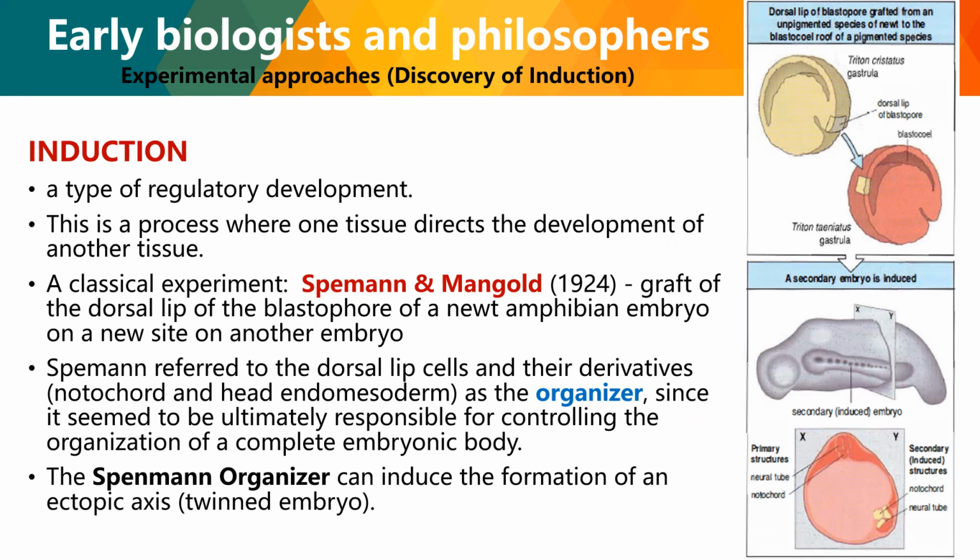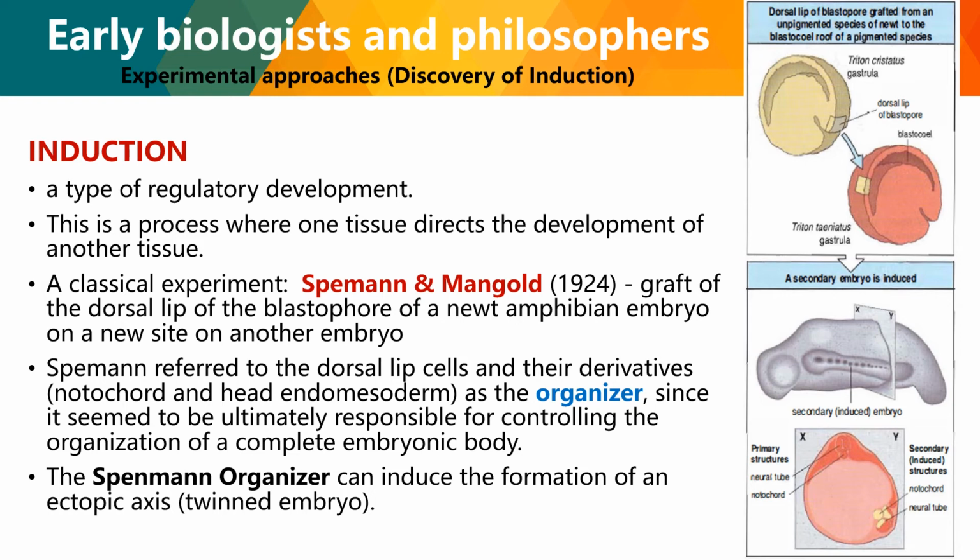So, next is the discovery of induction. So, in here, the induction is actually a type of regulatory development. This is a process where one tissue directs the development of another tissue. And the classical experiment that has been devised for this discovery is by Spemann and Mangold in 1924.